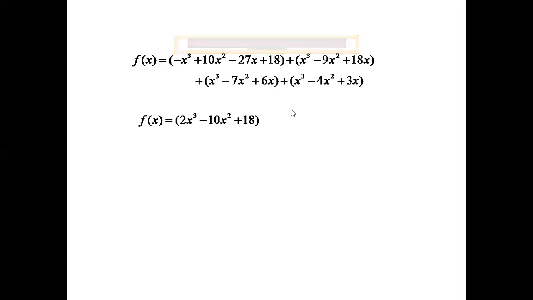Now you can add the common terms. This minus x cube plus x cube gets cancelled, remaining only one x cube. And sorry, this x cube plus here one more x cube, 2x cube. Then it's 10x square minus 9x square minus 7x square. Add it, we get minus 10x square. And the x term, everything gets cancelled, then only the constant term remains. This is f of x.